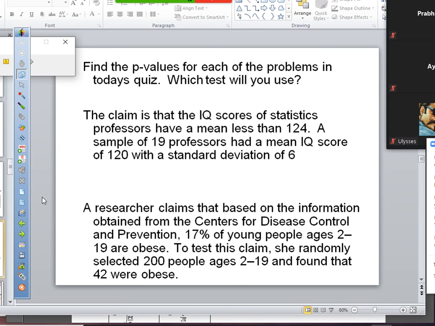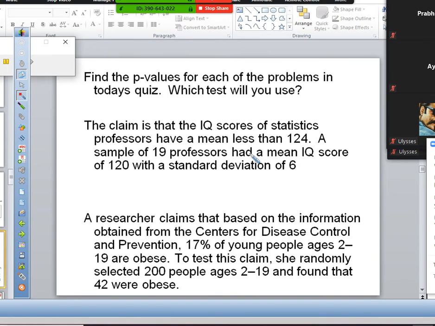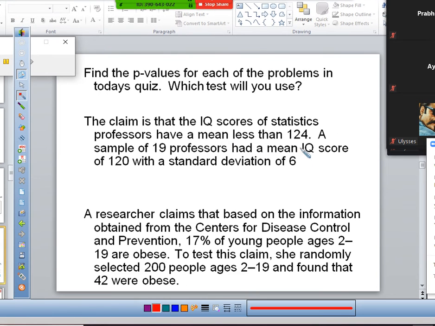So we'll go ahead and do these two out of the quiz. The first one, let's do these together. The claim is IQ scores have a mean less than 124. A sample of 19 professors had a mean IQ score of 120, with a standard deviation of 6.